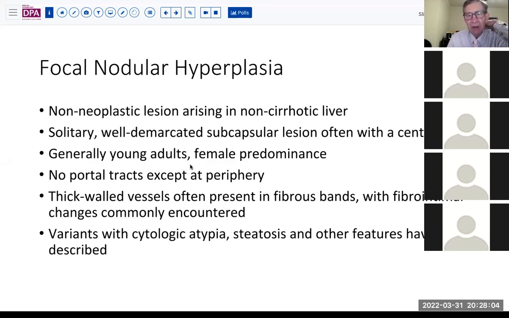Again, we don't see portal tracts in this lesion in general, except at the very periphery. So like adenoma, we may not have portal architecture. And it generally has a sort of central scar with thick-walled blood vessels and maybe some fibrous banding and other changes like steatosis and so forth that can also occur in this lesion.